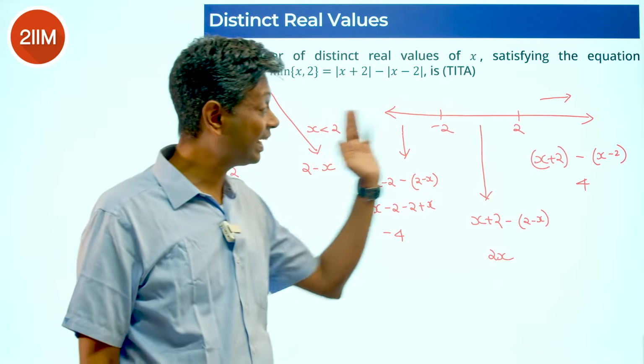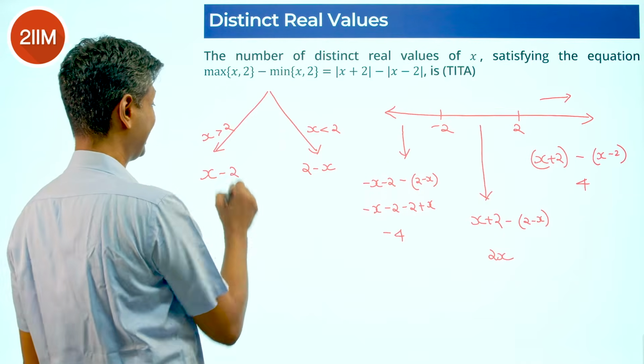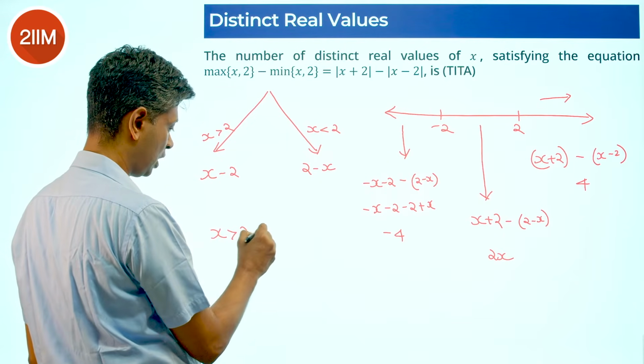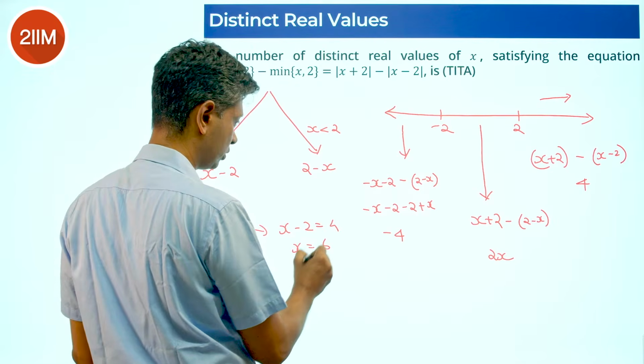When x is greater than 2, this is 4, this side is x minus 2. So when x is greater than 2, I'm going to plug in the value x minus 2 equal to 4 or x is 6.